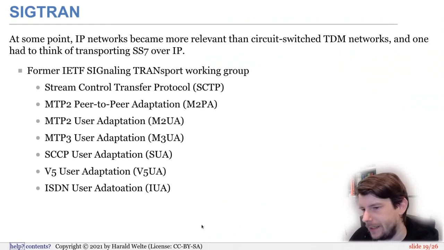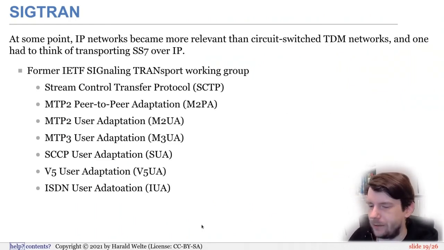And that is what happened in the IETF SIGTRAN working group, the signaling transport working group, which is now long concluded, closed. And it developed a series of protocols, I think in the late 90s, that are designed to help use SS7 over IP. The common denominator to all of those protocols is SCTP, the Stream Control Transmission Protocol, which is a layer 4 protocol that is on the same level as TCP or UDP, directly on top of IP.